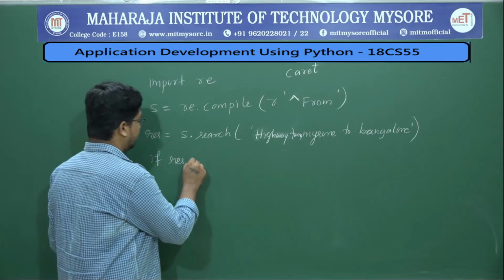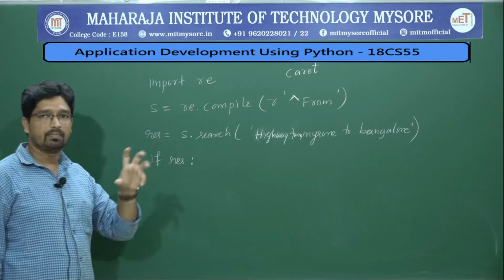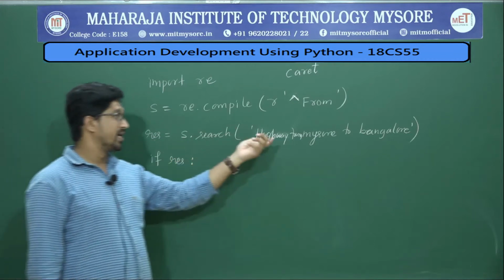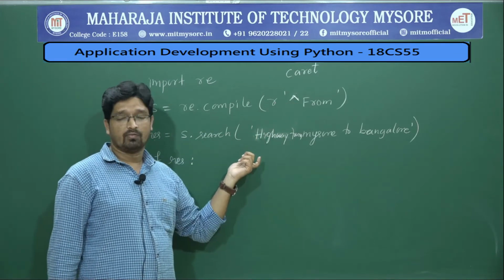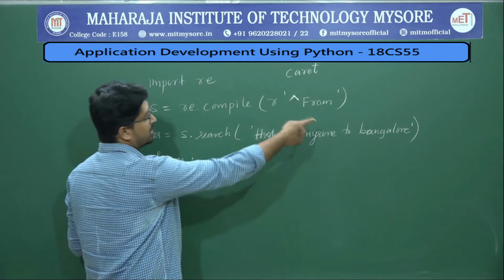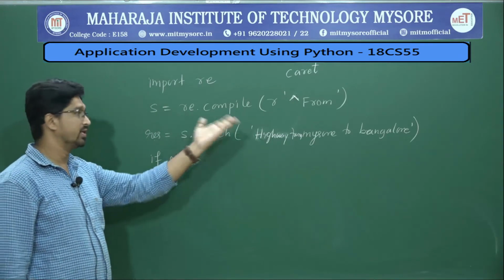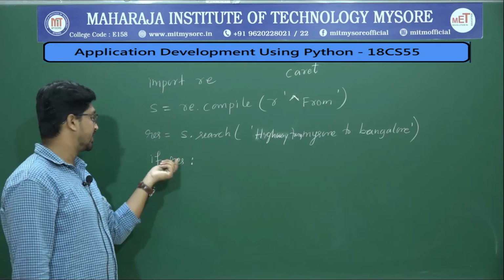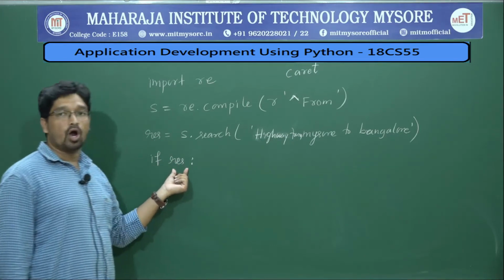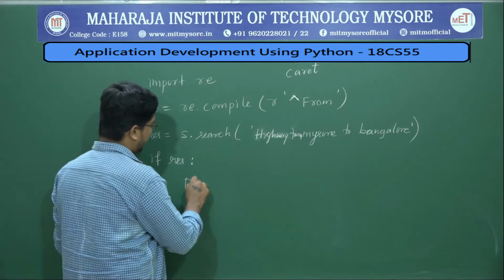So for that, if there is a result, then your res will be having some information, like span information, that means the index where it found the word from. Those starting index and end index, everything will be stored in the res object and can be retrieved. And here I am checking whether res is not None, that it has got some value. Then finally you can print.